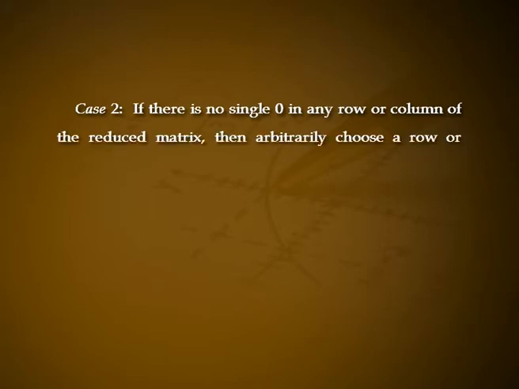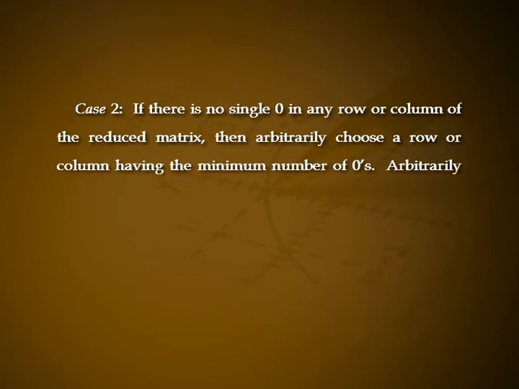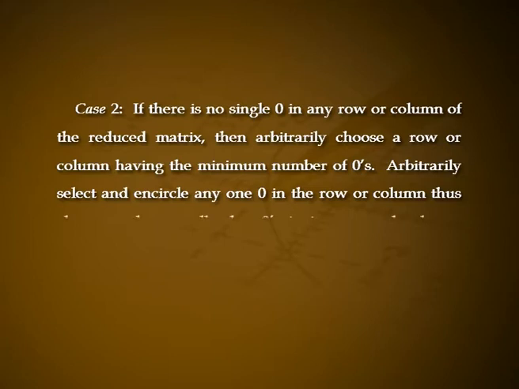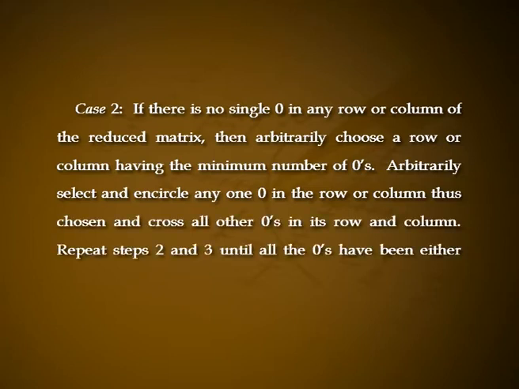Case 2. If there is no single 0 in any row or column of the reduced matrix, then arbitrarily choose a row or column having the minimum number of zeros. Arbitrarily select and encircle any one of 0 in the row or column thus chosen and cross all other zeros in its row and column. Repeat step 2 and 3 until all the zeros have been either assigned or crossed.